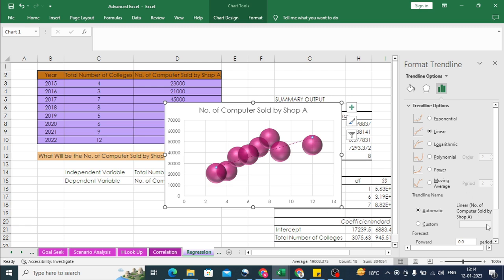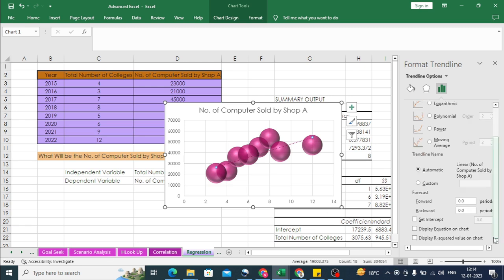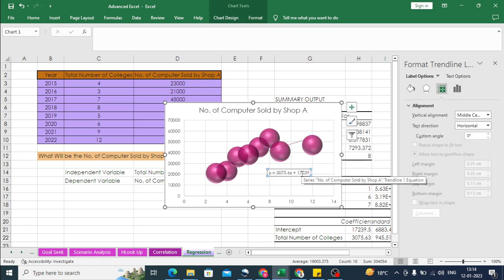Now we can also add the trend line, but what we are basically interested in is to display the equation. So we click over here, display equation on chart, and you can see now that we have the equation. Let's drag it down so that we can see it. So this is the regression equation. Y is equal to 3075.6x plus 17,239. Now let me explain to you what this means.